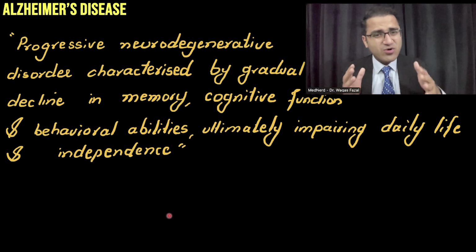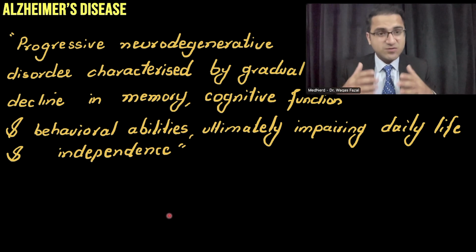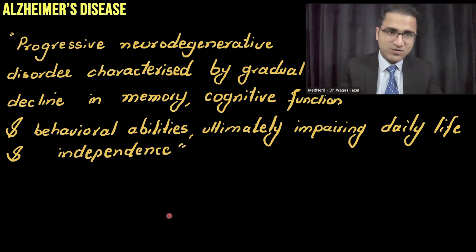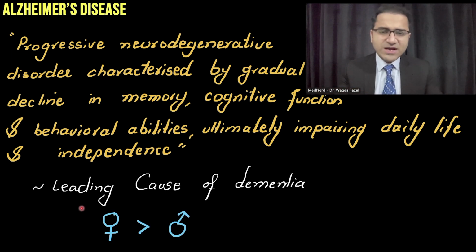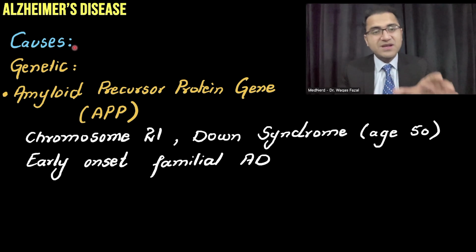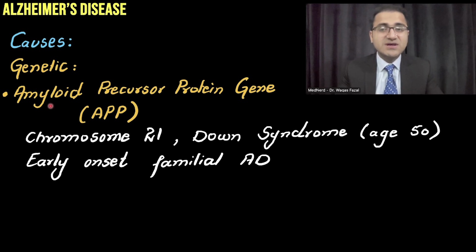So this is the progression of Alzheimer's disease, where there is severe forgetfulness that impairs the daily life and independence of the patient. It is the leading cause of dementia, and females are more commonly affected as compared to males. The causes of Alzheimer's disease are not yet known, but it is most commonly due to genetics. It runs in families, and among the genes, the amyloid precursor protein gene is involved.